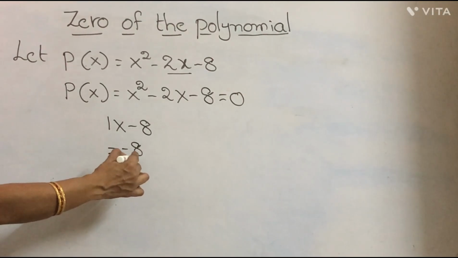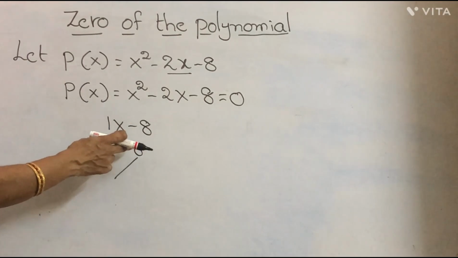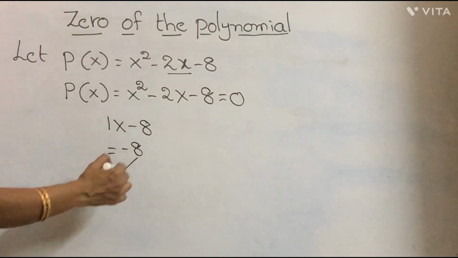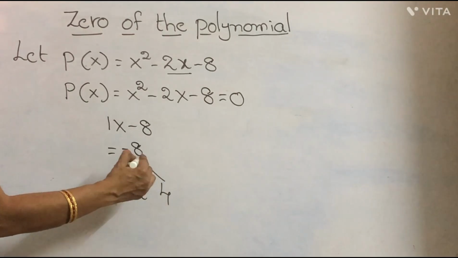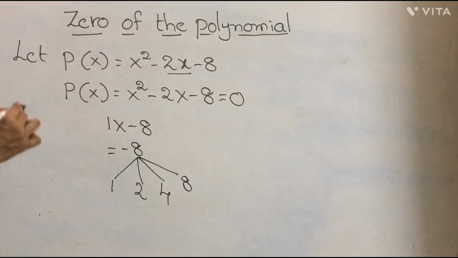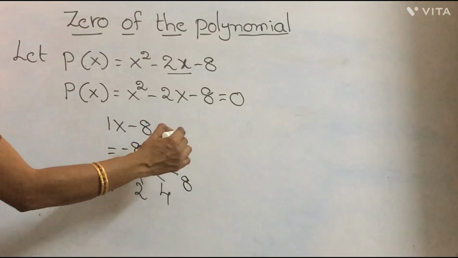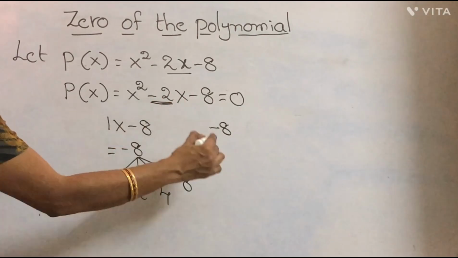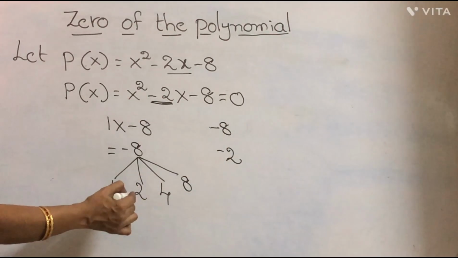Minus 8. Its factors. Factors means a number which divides another number without leaving remainder is known as a factor. Now 8's factors are 1, 2, 4 and 8. Among these 4 factors, we have to take any 2 factors whose product is 8 and whose sum or difference is the middle one, that is minus 2. So we have to take the factors according to these.